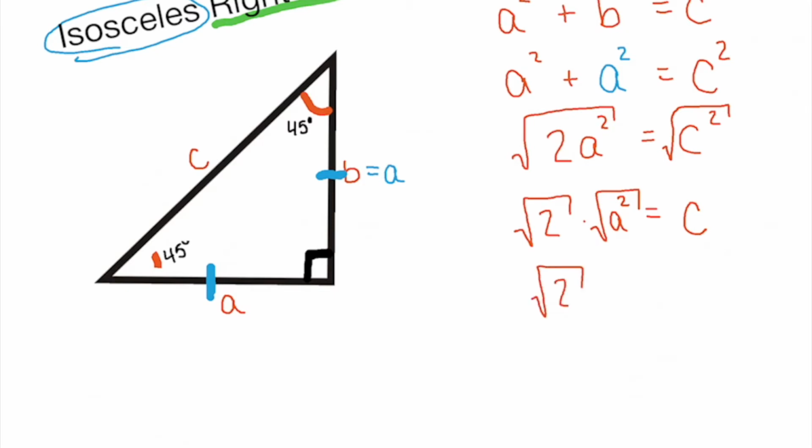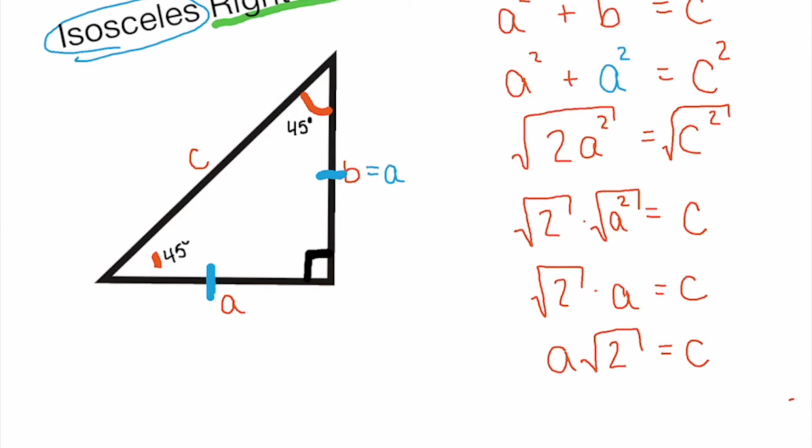So here we go, square root of 2. I know that the square root of A squared is A. That's going to be equal to the hypotenuse. And I'm just going to reorganize this so it looks nice. And I'm left with A times the square root of 2 is equal to C. Well, what does this mean to me? If I read this out, the hypotenuse is equal to the leg times the square root of 2.